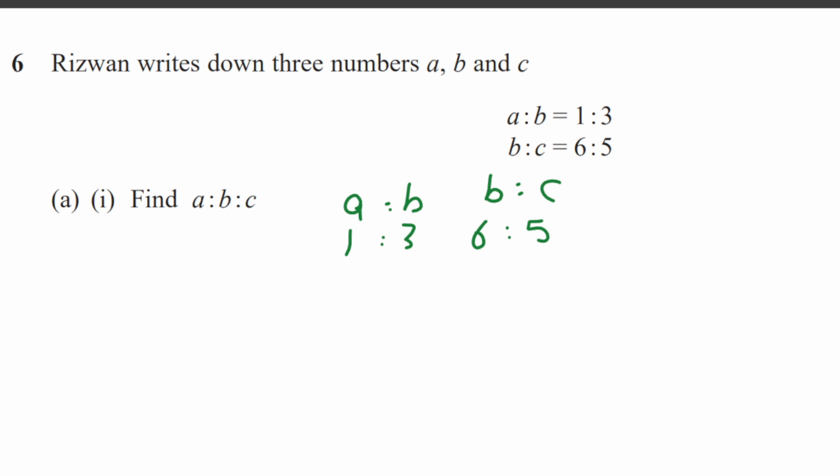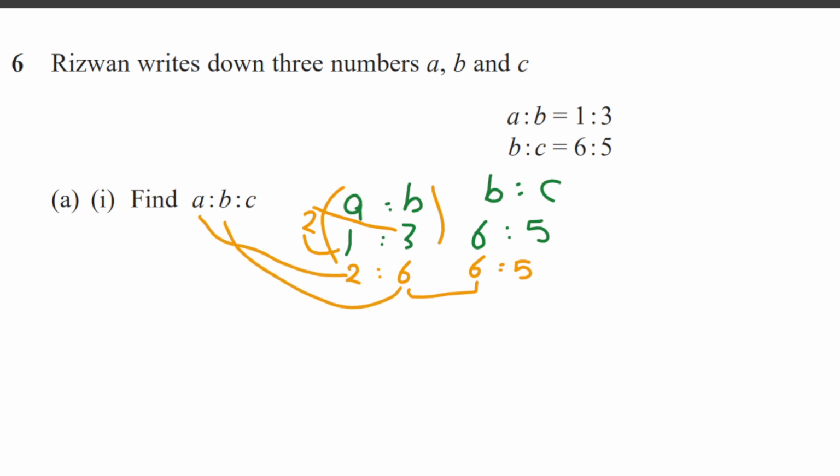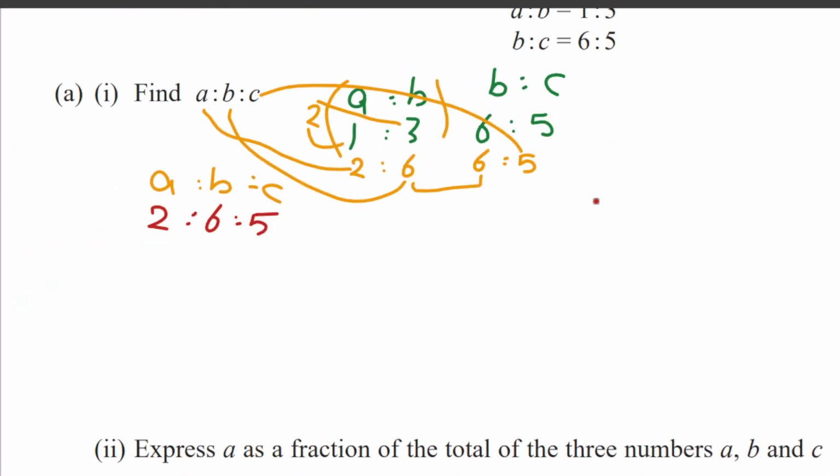We will multiply the first ratio here by 2. If we do that, the first ratio will be 2 times 1 is 2 and 2 times 3 is 6. So the first ratio will be 2 to 6 and the second one is just 6 to 5. Now we have 6 and 6. So that means A is 2, B is 6 and C is 5. So A to B to C is 2 to 6 to 5. We got 2 marks already on this part.